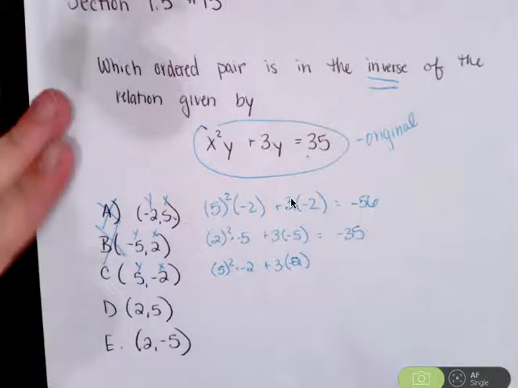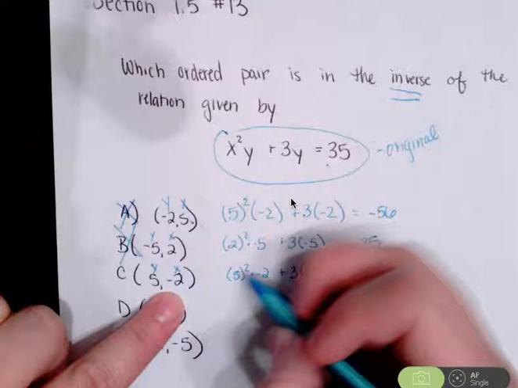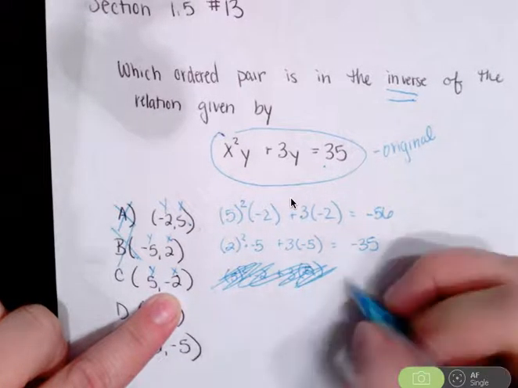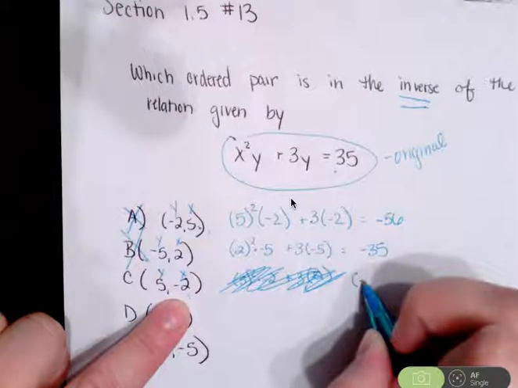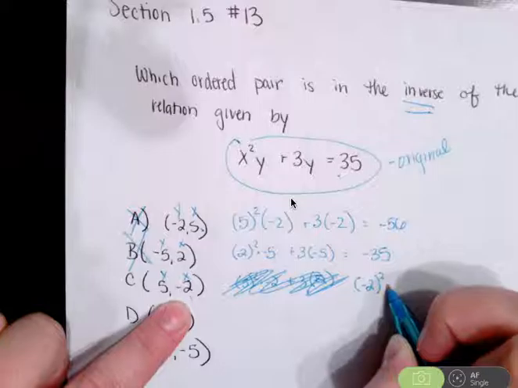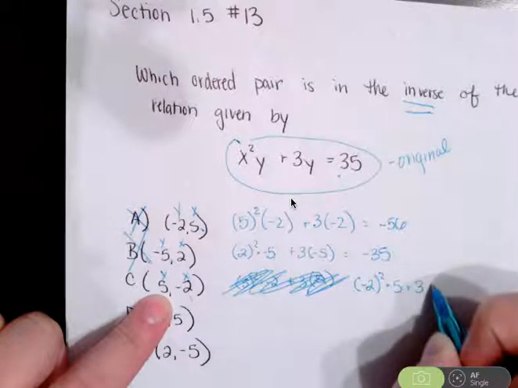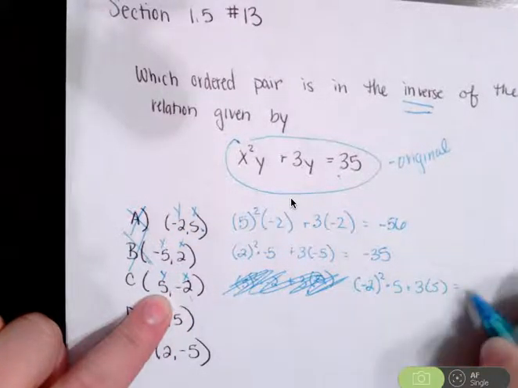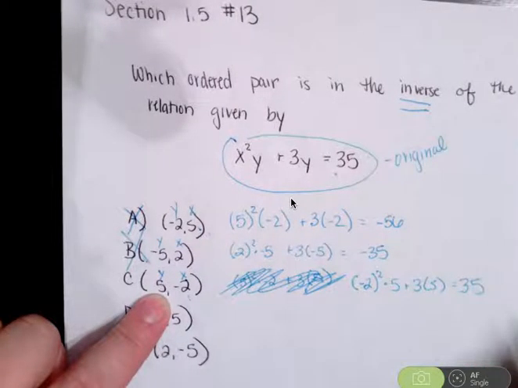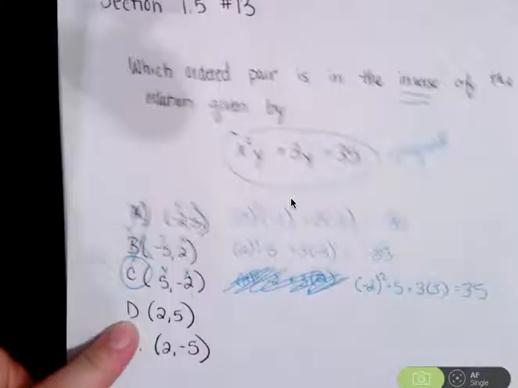Oh, I screwed that up. I'm sorry. This is your x, so you'd plug in -2 squared times 5 plus 3 times 5. And that is actually equal to 35. So C works, and C is your answer.